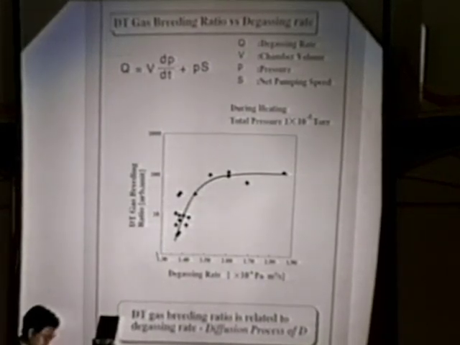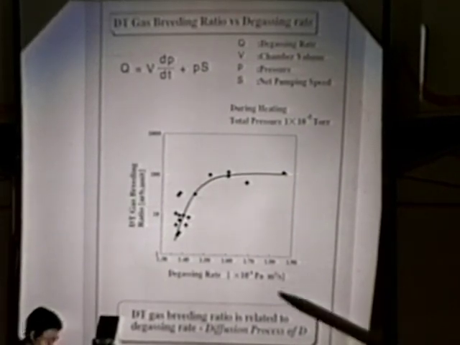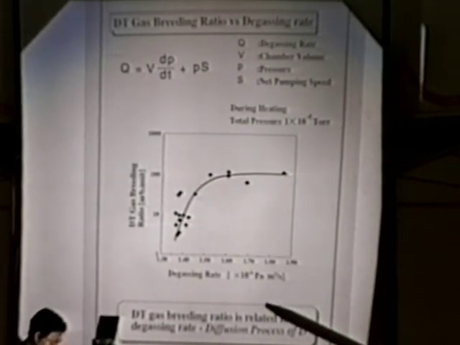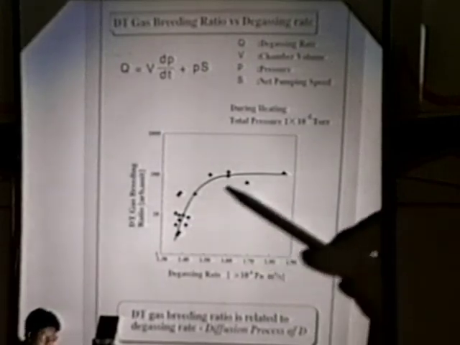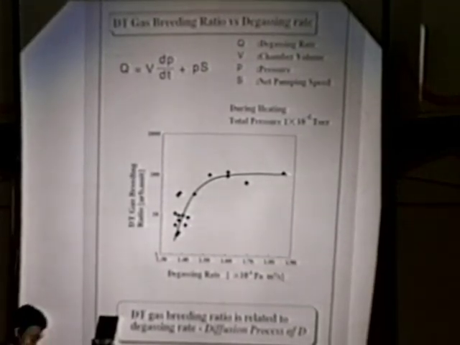You see that DD gas breathing ratio increases as the degassing rate increases, and saturates at a certain value. At present, it is difficult to explain this data in detail. However, degassing rate has a certain relationship with the diffusion process of D atoms. Therefore, at least it can be said that tritium production is related to the diffusion process of deuterium atoms in palladium.